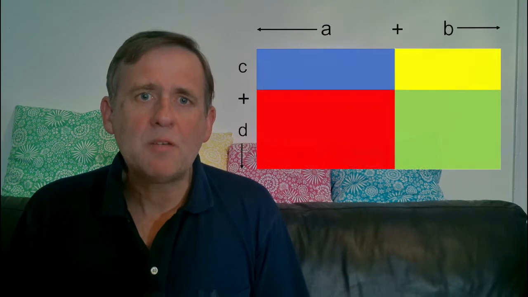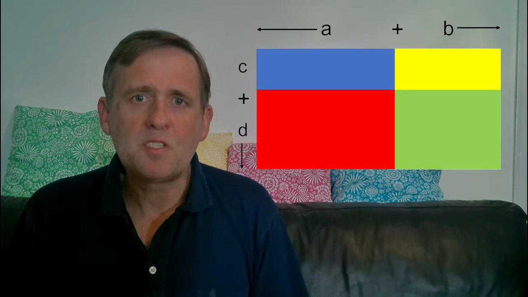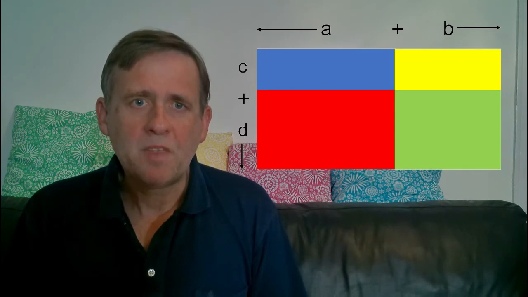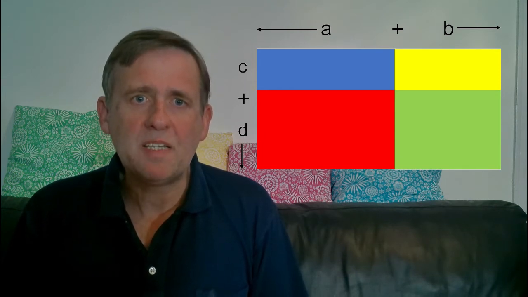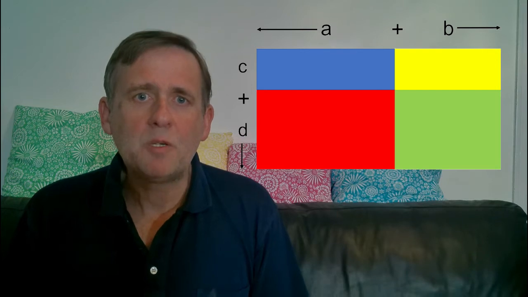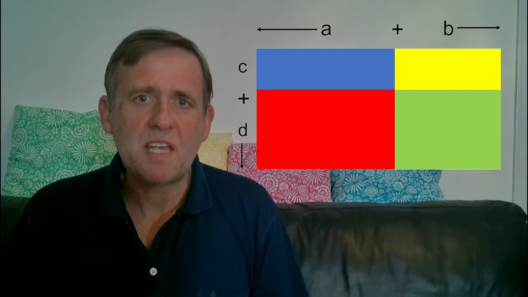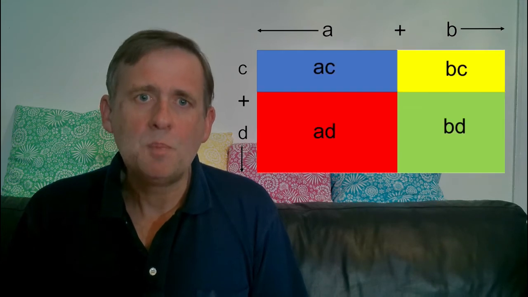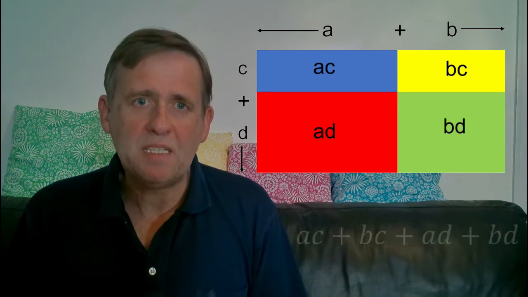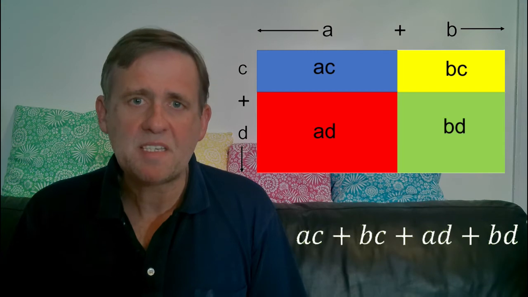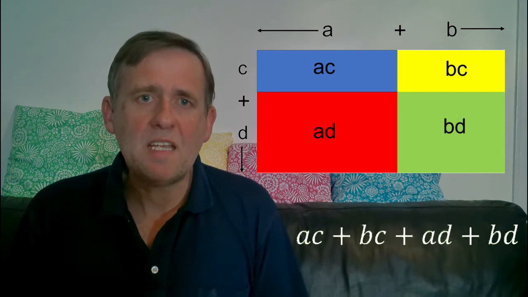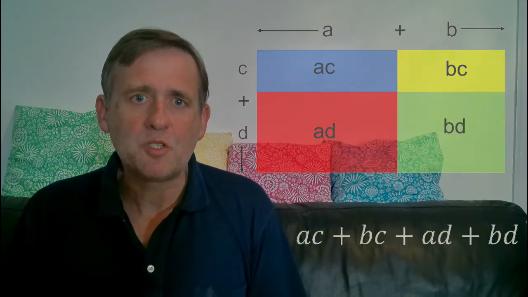Now I'm showing a rectangle which is made up of two sides, one A plus B and the other C plus D. We can see that when we multiply these two sides together, we create four different shapes shown in different colours. The four shapes have the areas AC, BC, AD and BD. So the total area of the large rectangle must be AC plus BC plus AD plus BD. The same answer we got using our algebraic method.